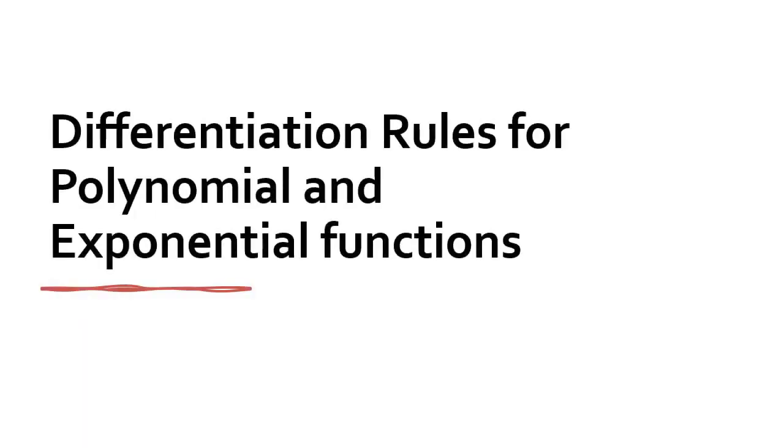In this section, we're going to talk about differentiation rules for polynomial and exponential functions. Finding derivatives of functions by using the definition of the derivative can be a lengthy and, for certain functions, rather challenging process, as we found. For example, we previously found that if f of x equals the square root of x, the derivative of that was 1 over 2 root x.